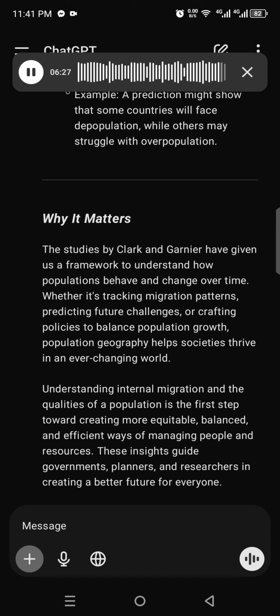Understanding internal migration and the qualities of a population is the first step toward creating more equitable, balanced, and efficient ways of managing people and resources. These insights guide governments, planners, and researchers in creating a better future for everyone.